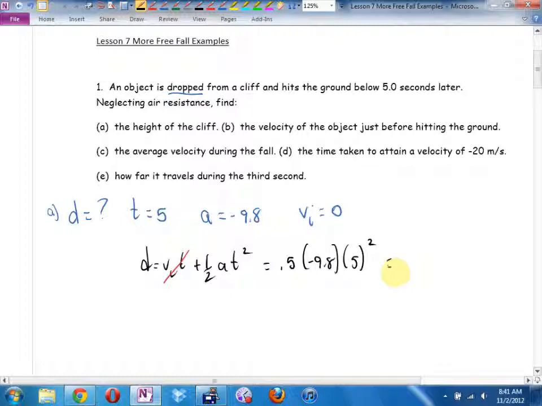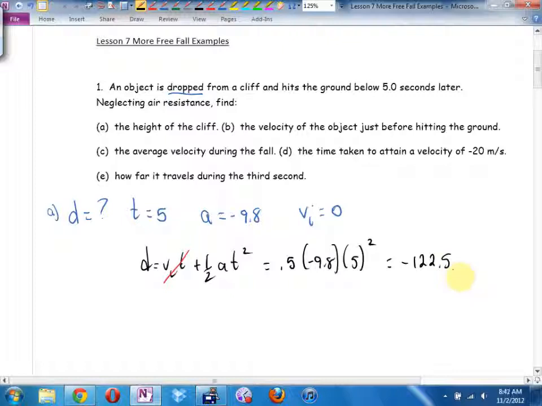So if I'm multiplying terms together and one of those terms is a 0, you're saying I can just cross out all of those terms? Cool. 5 squared is 25. Half of negative 9.8 is negative 4.9. It's going to be about negative 124-ish, give or take. What do we get? Negative 122. I was a little off. Negative 122.5.